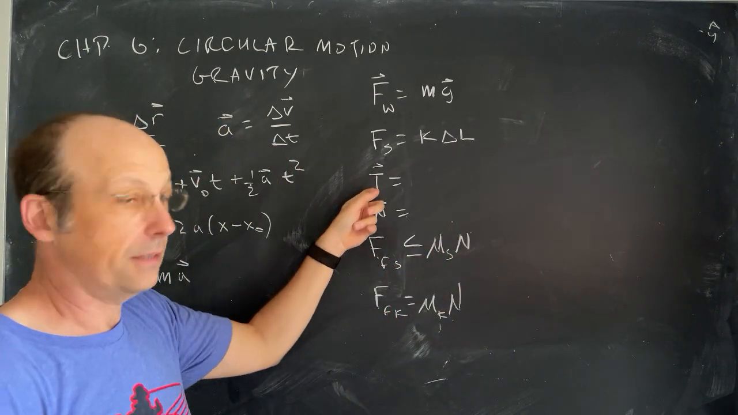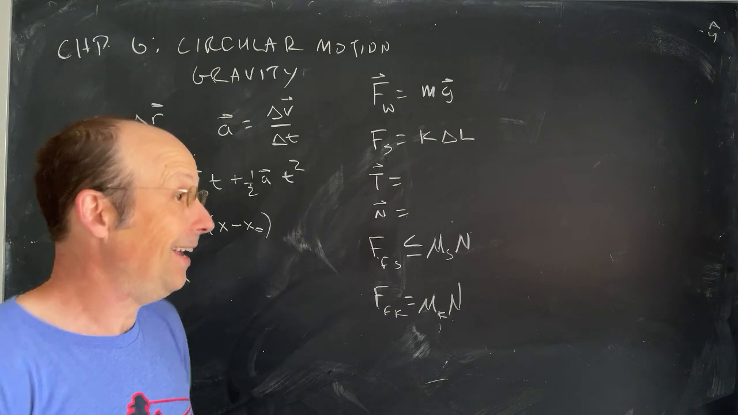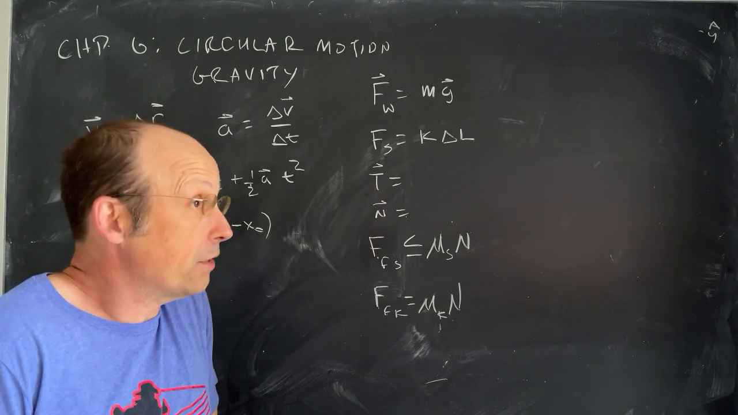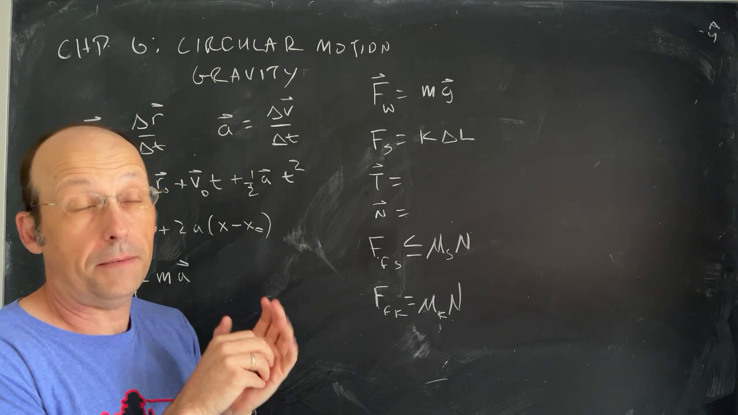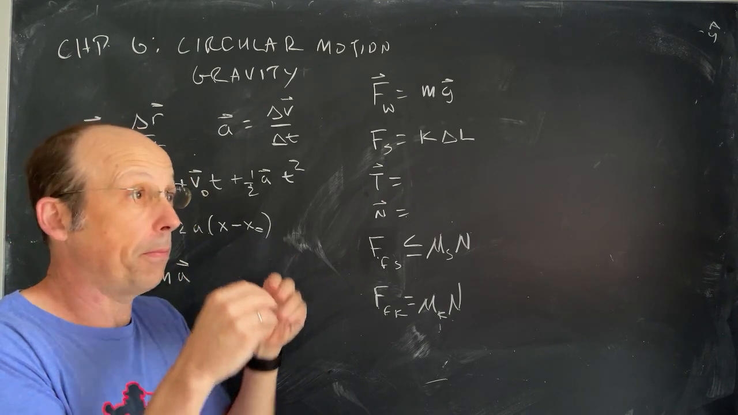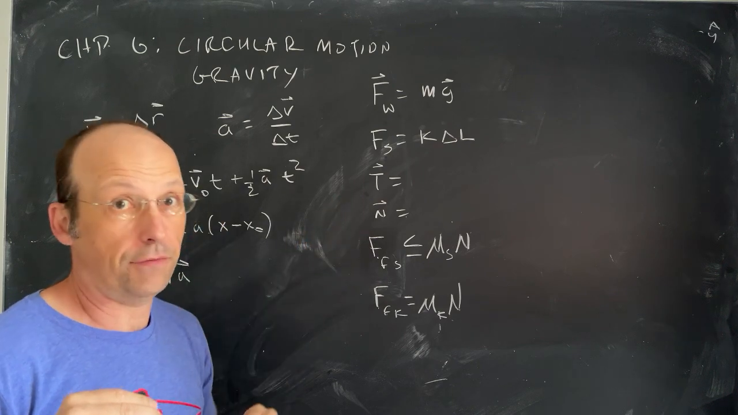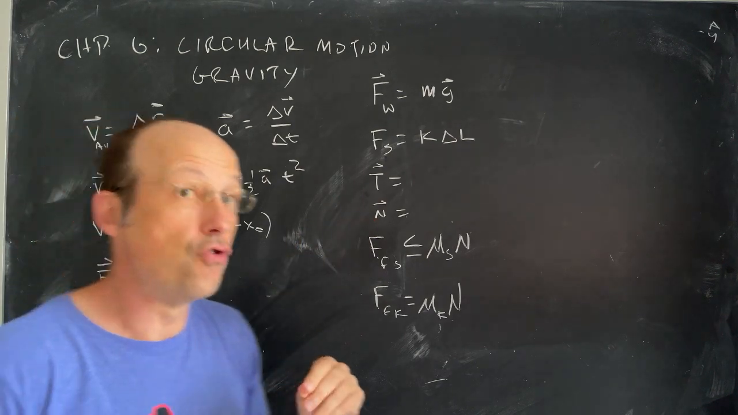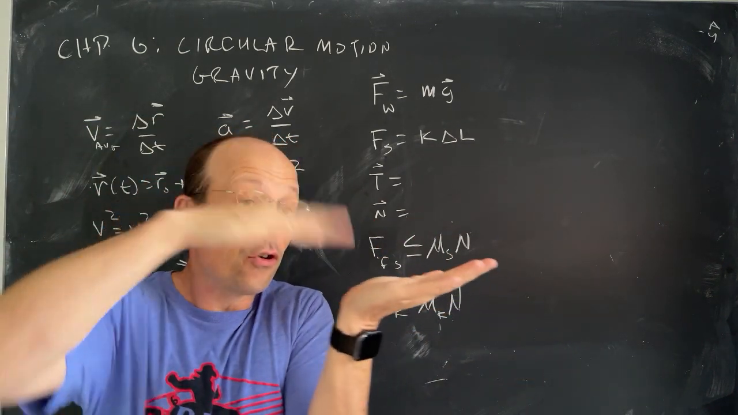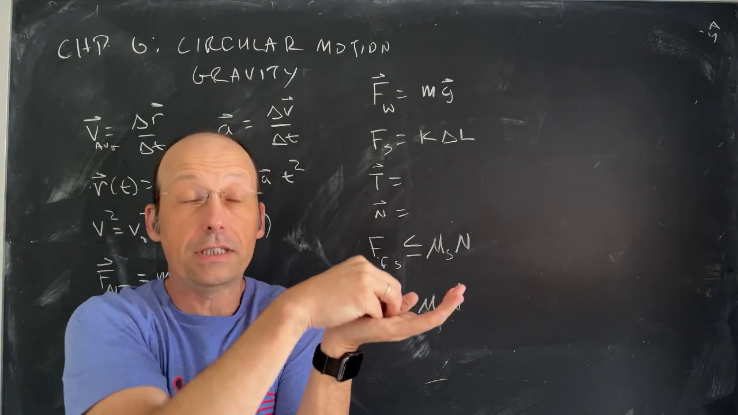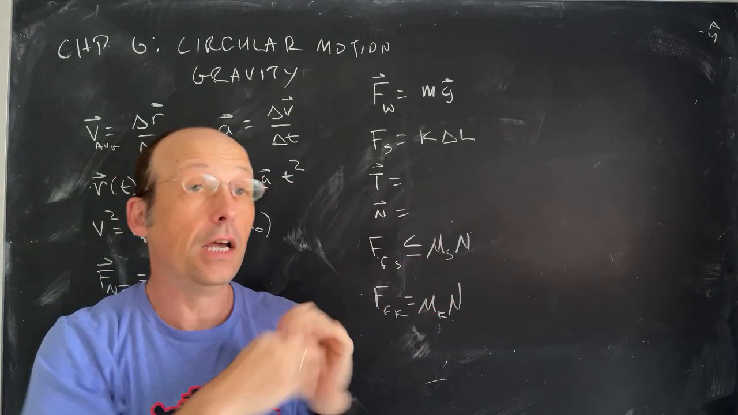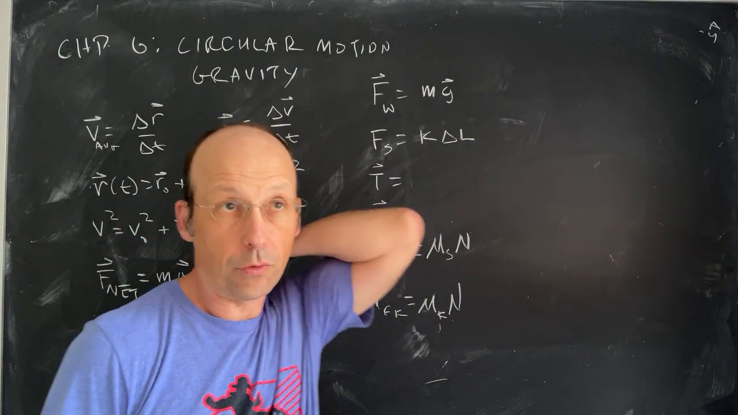Okay. T is the tension in a string, and there's no equation for that. It's a force of constraint. It's whatever it needs to be in order to prevent the string from stretching. And it's in the direction of the string. N is the normal force. Again, there's no equation. The normal force is a force a surface exerts that's perpendicular to the surface, again, to prevent the object from going through the surface.